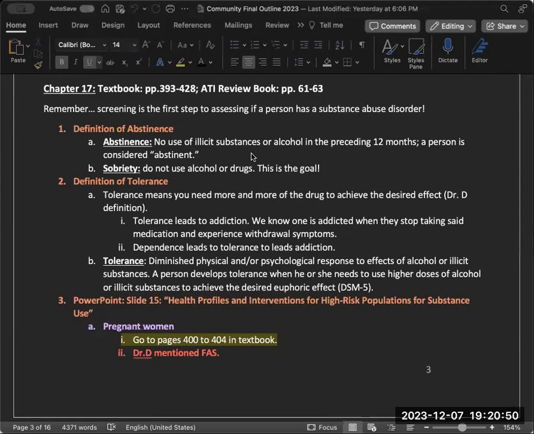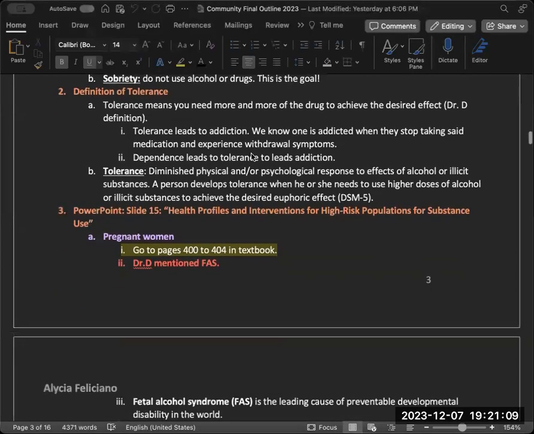I wanted to put both definitions there because I know it could be confusing, and I thought it would be helpful to see the difference between them. So abstinence, like I said, is no use of substances for at least 12 months. Sobriety is no use of alcohol or drugs. The next thing is the definition of tolerance. Does anybody remember what tolerance means?